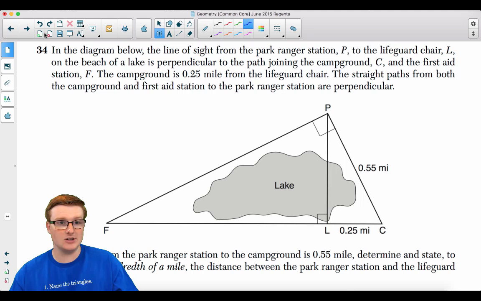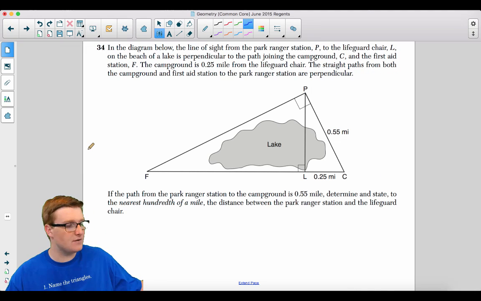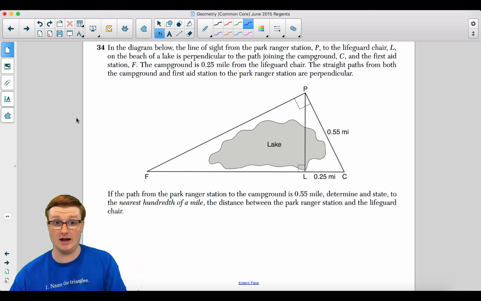All right, moving on to question 34. 34 is one of my favorite questions of all time. It really tests your knowledge on whether or not you know how to use right triangles.